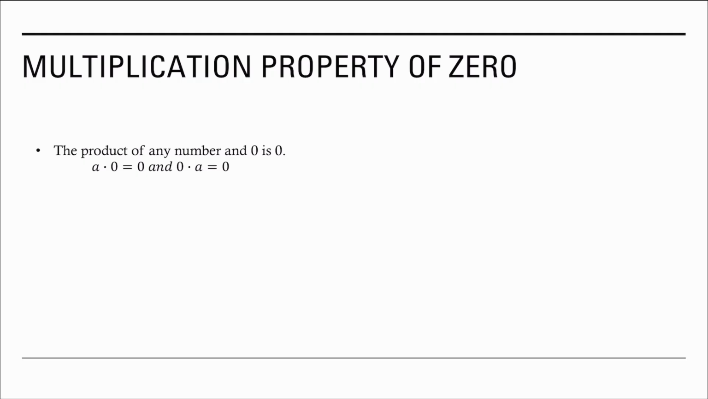A couple of really important properties to understand before we start actually using multiplication. The multiplication property of 0 states that the product of any number and 0 is going to be 0. It's like saying that we have 0 groups of 8 or 0 groups of 100 or 0 groups of 1000. It's still just 0. We don't have any of those groups. And so generally we see A times 0 equals 0 and 0 times A equals 0.